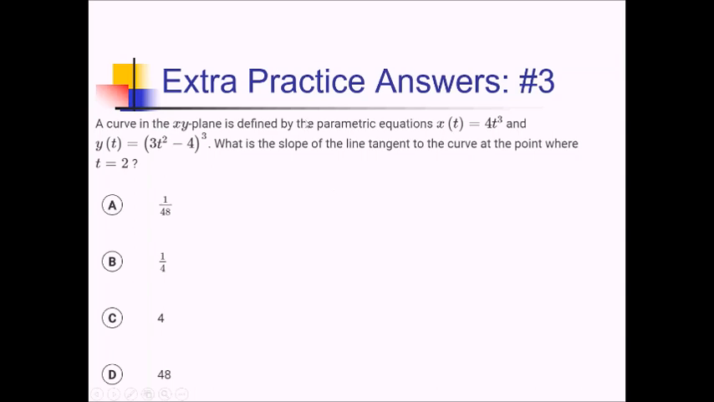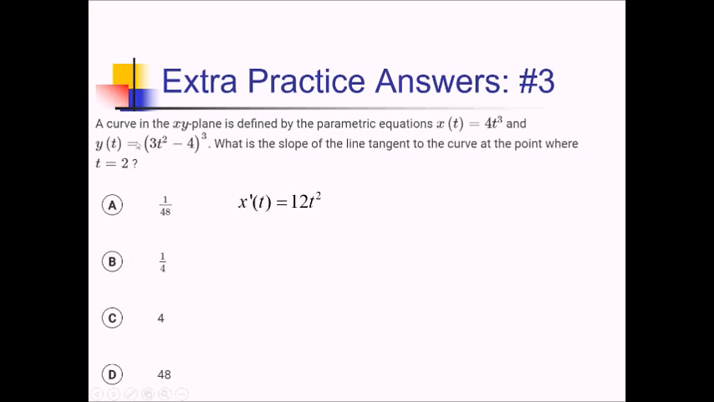On this problem, we have a curve in the xy plane defined by this x of t and y of t set of parametric equations. We're just trying to find the slope of the line tangent to that curve at the point where time equals 2. All right, so for this, we're going to need both x prime and y prime, and then we'll put it all together. For x prime, just using our power rule, we've got 12t squared.